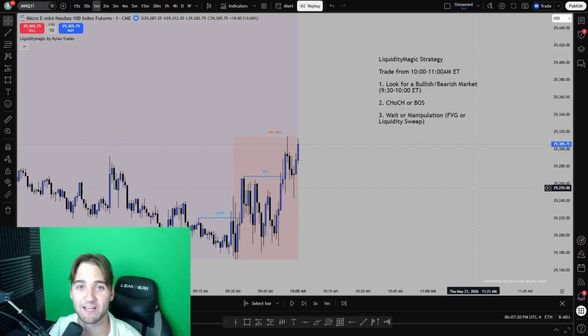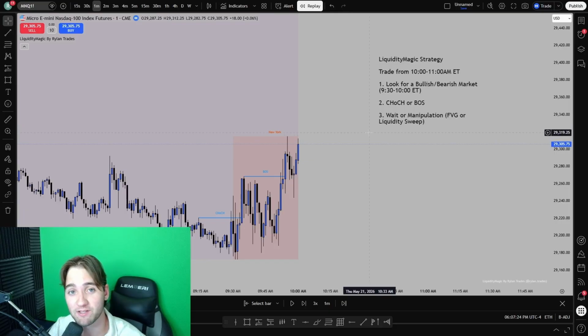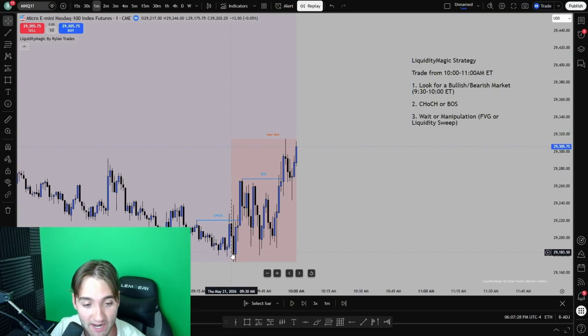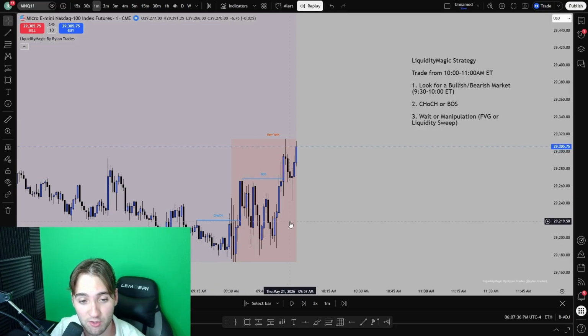So let me go ahead and show you guys another example here. This one will be a little bit more tricky. However, I'm still going to make this so simple with you guys. Okay. So at 9:30, we actually had price being really choppy. We ended up seeing a new high being made in this area. So from 9:30 a.m. to 10 o'clock, it looks like we went up.